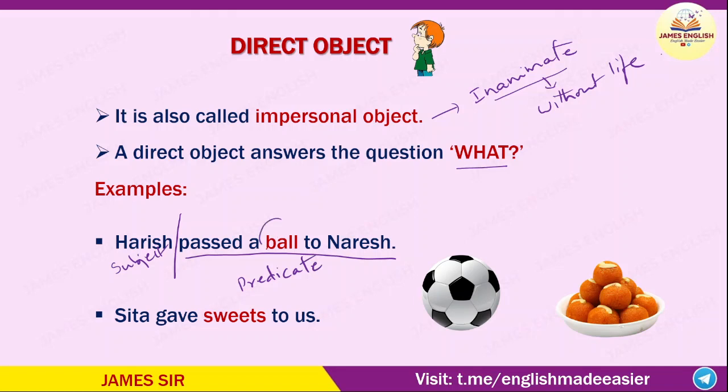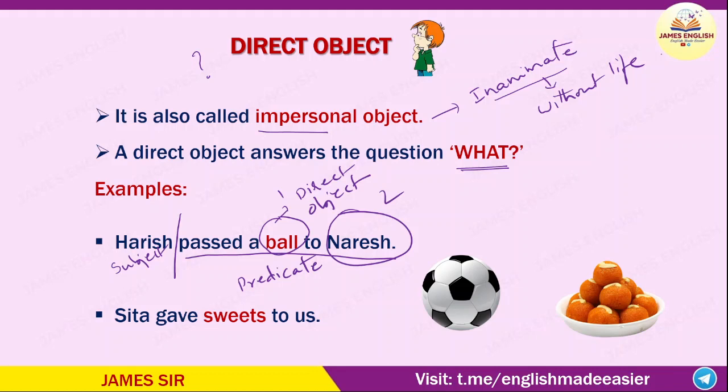Are there any objects here? Yes, we have objects here. So object 1, object 2. How can you identify objects? The predicative nouns or pronouns are known as objects, right? Now our question is, what is a direct object? To find a direct object, we need to ask the question what. What did Harish pass? Ball. So ball becomes a direct object. And ball is an impersonal object. It has no life. Am I right? Very good. And this is known as inanimate. Inanimate means without life, right?